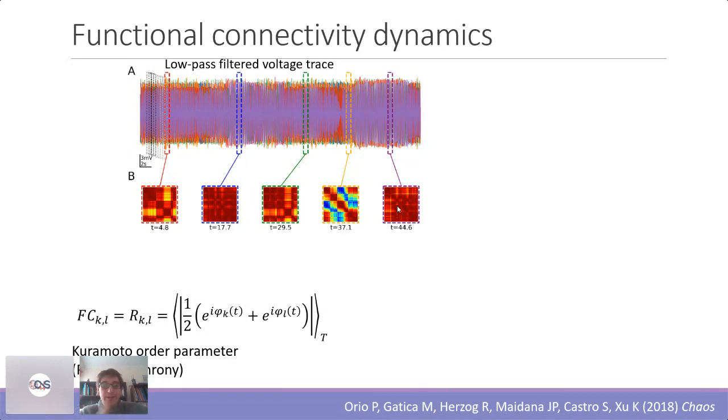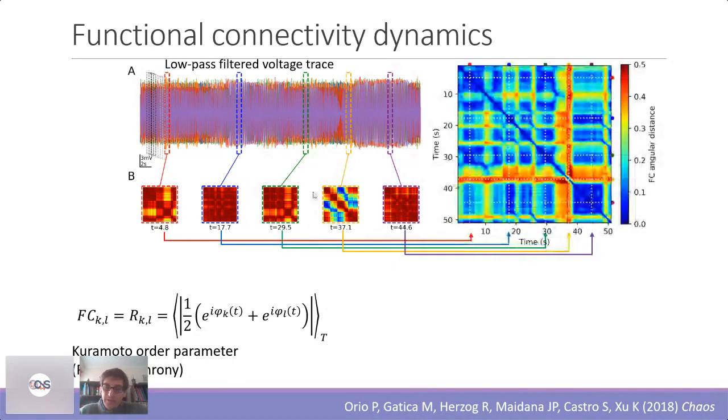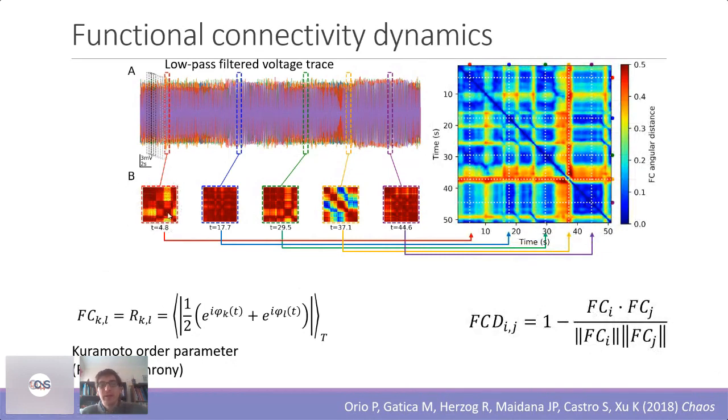You can already see that the patterns of synchrony change in time. And an interesting thing: this is a completely deterministic simulation. So this shows that in this case, the behavior arises because of the model being chaotic. And now we compare them, in this case with just an angular distance. We treat these matrices as vectors, and then we calculate the angular distance between them, and we obtain this matrix of functional connectivity dynamics.